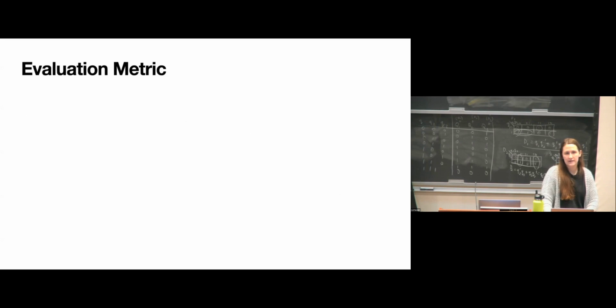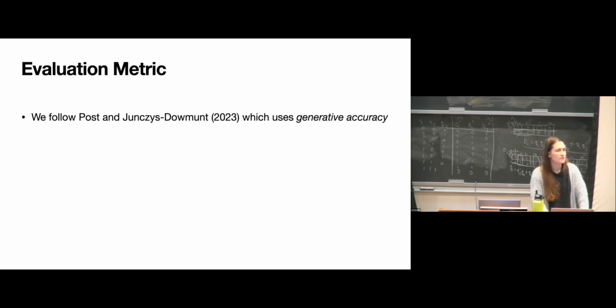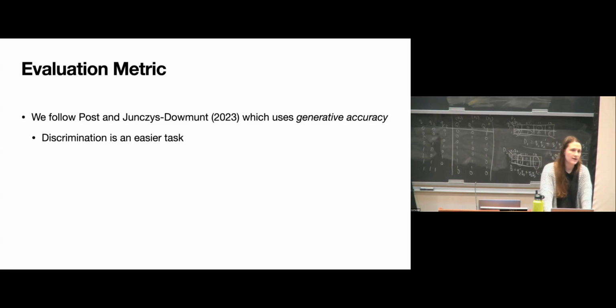So prior work has done this mostly in a discriminative way. So given the correct answer and the incorrect answer, does it give a higher probability to the correct answer? What we're going to do instead is a slightly newer suggestion, which is generative accuracy, simply because discrimination is an easier task. If you give the model the right answer, it's going to assign it a higher probability. That doesn't mean it's going to produce it when you actually ask it to translate.